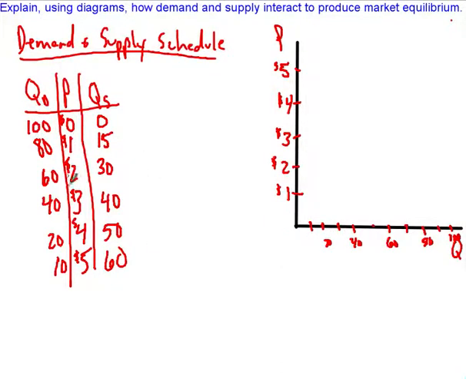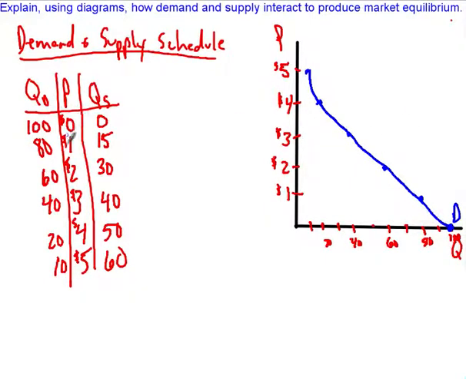Let's do the demand curve first. At a price of 0, people demand 100. At a price of $1, they demand 80. At $2, they demand 60. At $3, they demand 40. At $4, they demand 20. And at $5, they demand 10. Remember, we just draw those together as best we can. Label that demand.